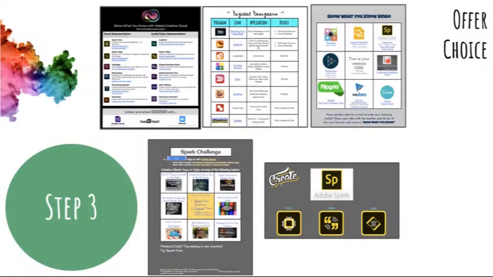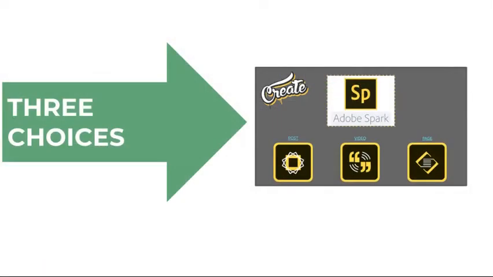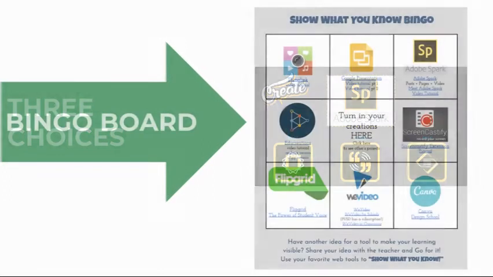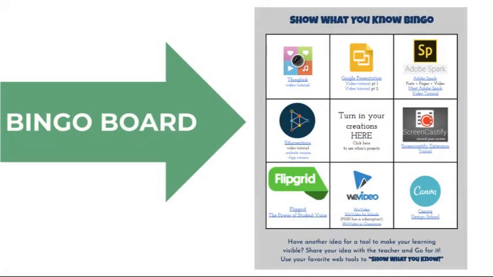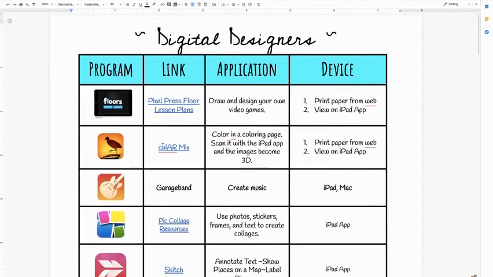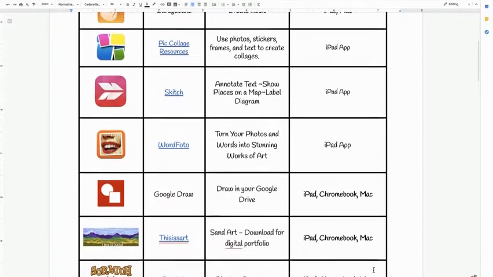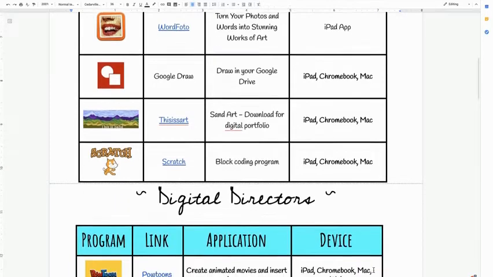Step number 3, offer choice. Give students a choice in which web tools they use to show what they know. In the application section of the HyperDoc, offer small doses of choice by suggesting 2 or 3 different web tools. Or offer a variety of choices by linking up a Show What You Know bingo board or the designers, directors, and developers text set. Either way, if students ask if they can use a tool that they are comfortable with different than one that you have suggested, then consider giving students that choice as well.